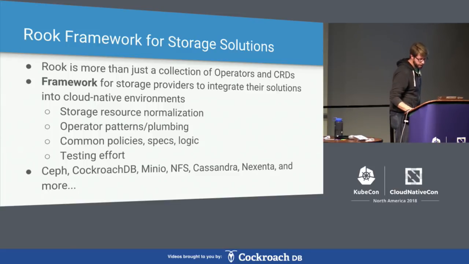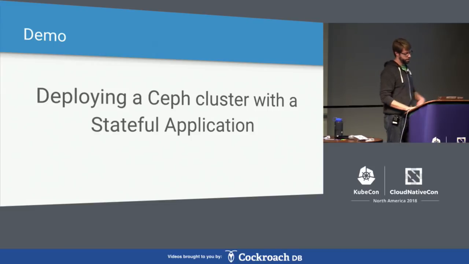So I think this slide is up to date, with the 0.9 release, where now Rook supports Ceph and CockroachDB, Minio, NFS, Cassandra, and Nexenta EdgeFS as well, with some more on the way. We'd love to keep expanding the various storage providers and solutions that Rook can get running and managed and healthy in your Kubernetes cluster. All right, so I guess it's demo time.